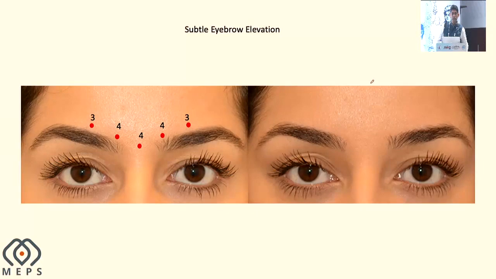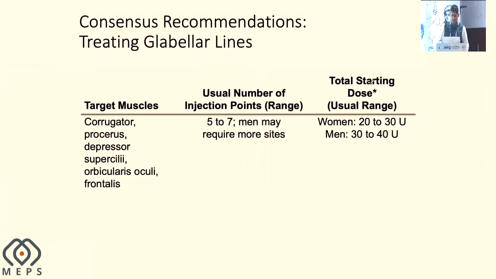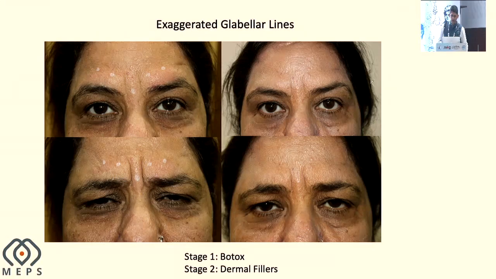4 units in the procerus, 4 units in the belly of the corrugator, and around 2 to 3 units in the tail of the corrugator, which gives a nice subtle elevation as you see in the pre and the post pictures. Now, as I said, usually starting dose for the eyebrow complex is around 20 to 30 units in women and 30 to 40 units in men. This is the consensus guideline which has been published already, so I'm not creating it on myself.